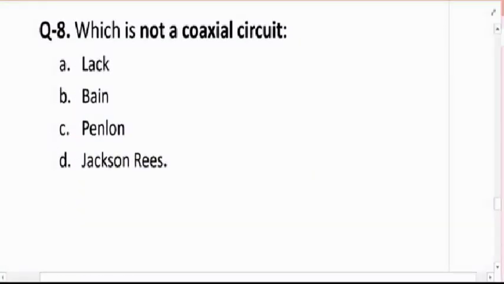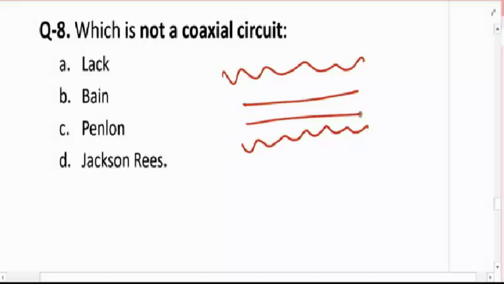Now, which of the following is not a coaxial circuit? A coaxial circuit is a circuit which contains a tube inside a tube, like this. There is an outer tubing and there is an inner tubing. So what are the coaxial circuits?